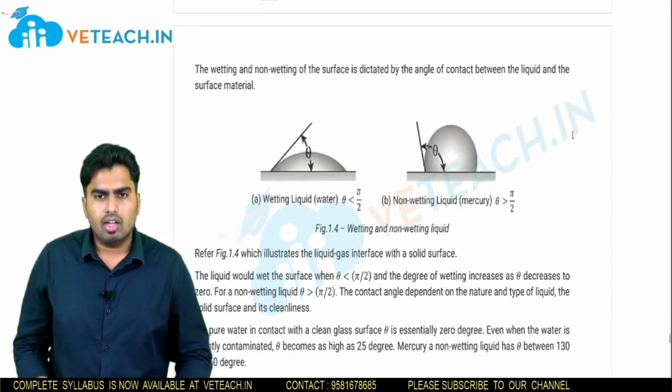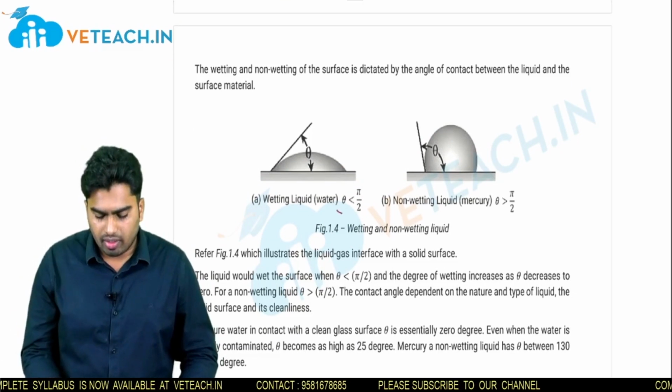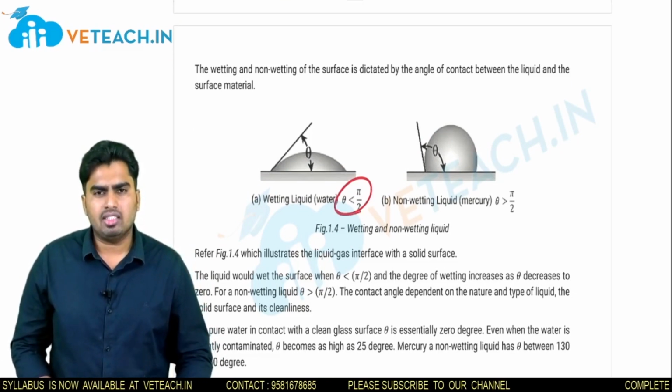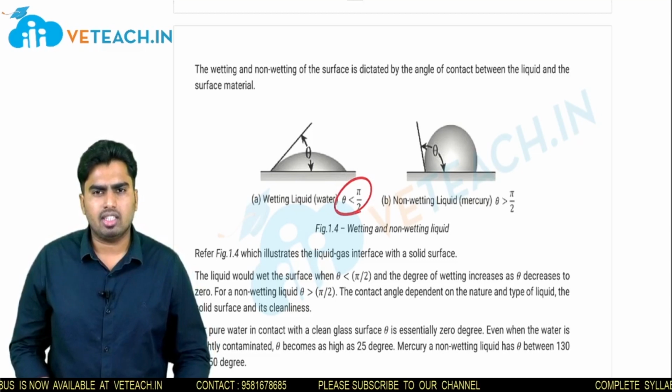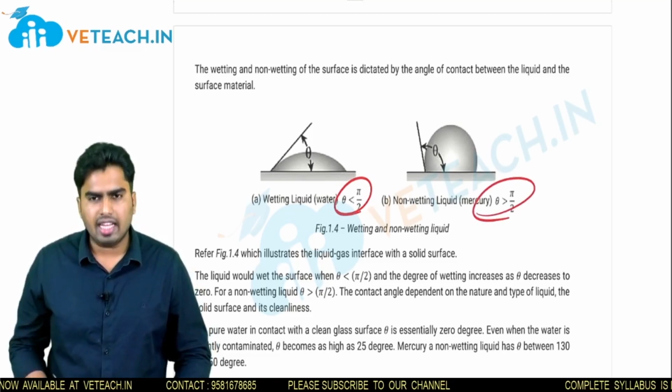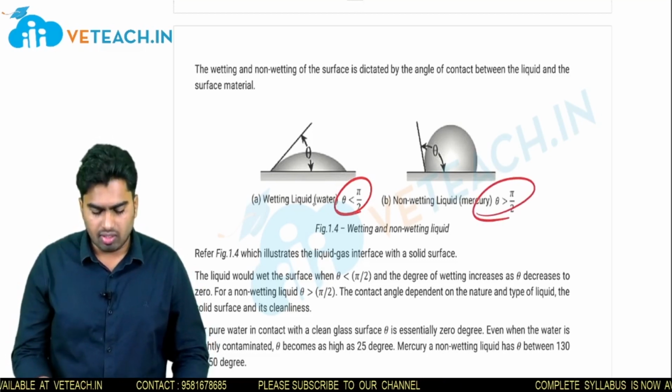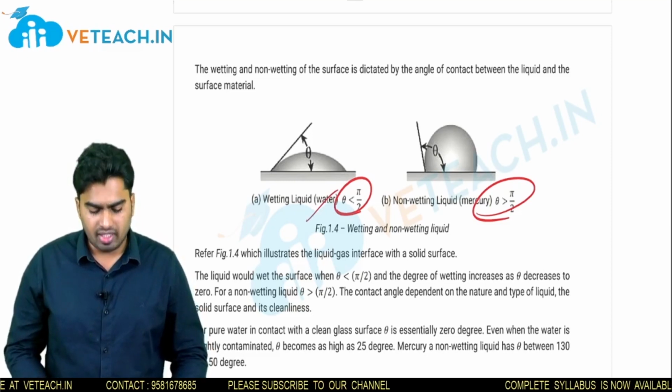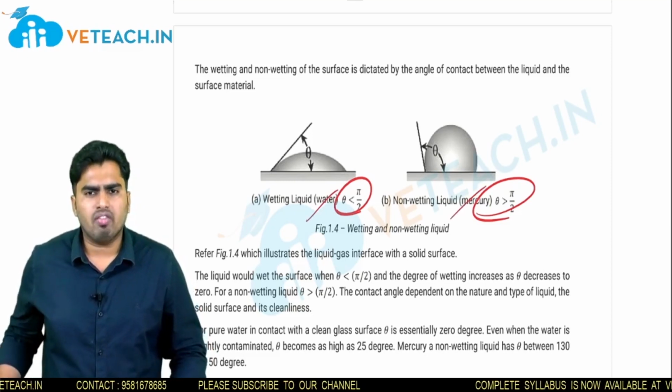The next topic is wetting and non-wetting surfaces. A wetting surface will have an angle theta less than 90 degrees with respect to the adjacent layer. For non-wetting, the angle will be greater than 90 degrees. We consider water as a wetting liquid and mercury as a non-wetting liquid.